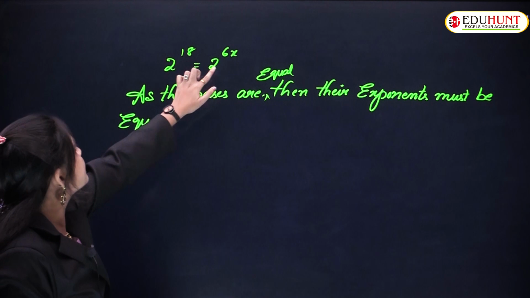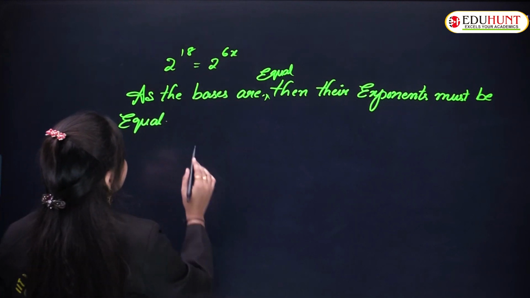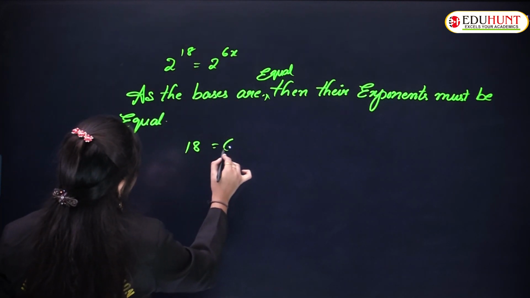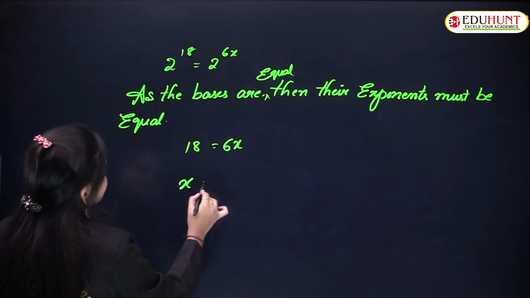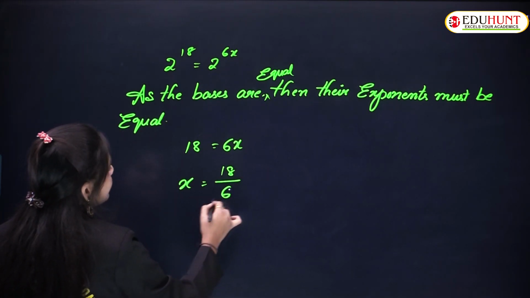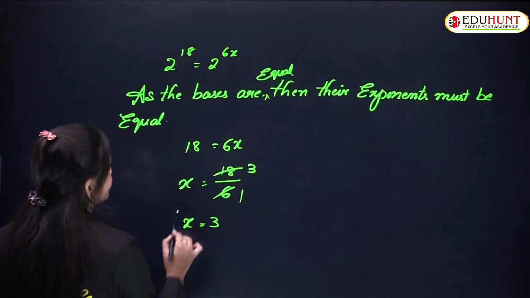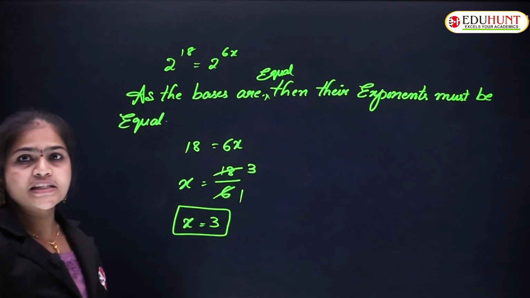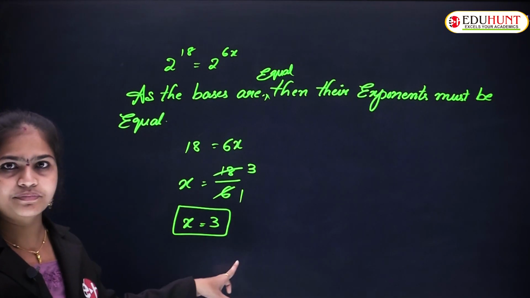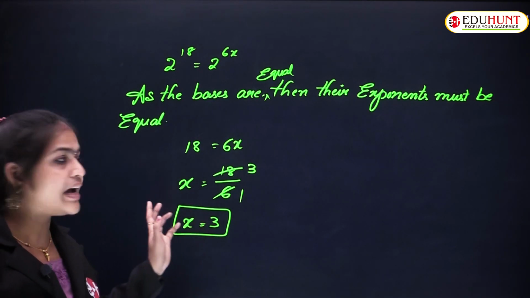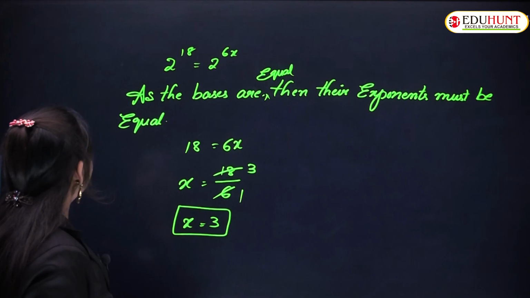Here the bases are equal, no? That's why just equate the exponents. Then 18 is equal to 6x, then x is equal to 18 by 6. 6 3s are 18. Finally x is equal to 3. What is the value of x? Here x is equal to 3. Now find the y value.